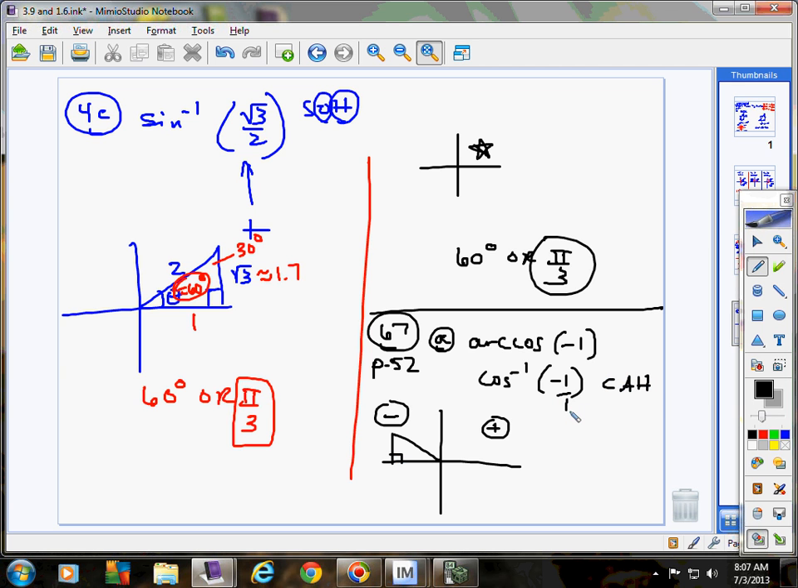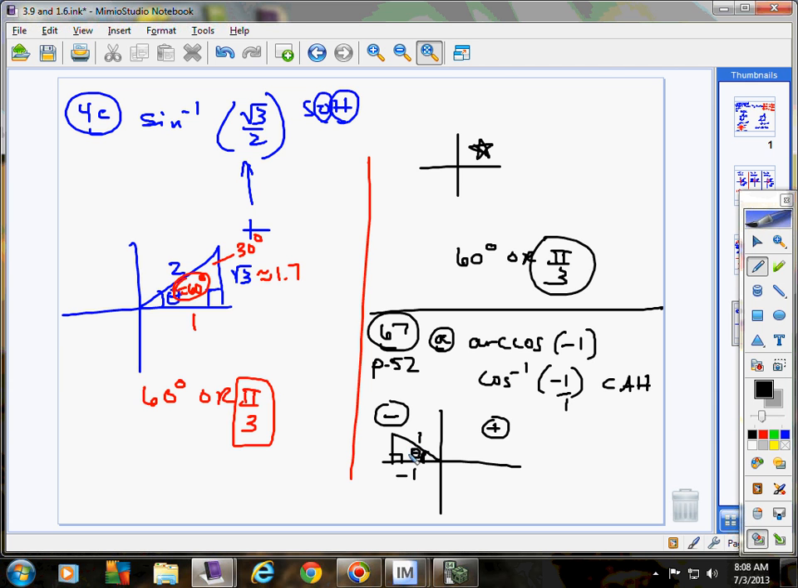SOHCAHTOA. Adjacent over hypotenuse. Here's my reference angle. Adjacent over hypotenuse. Adjacent, I'm moving to the left. Hypotenuse can never be negative. What's wrong with that picture? What's wrong with having a hypotenuse of 1 and a leg of 1? It can't be the same as the sides, right? The hypotenuse in a triangle has to be the what side? Longest side of the triangle, right?